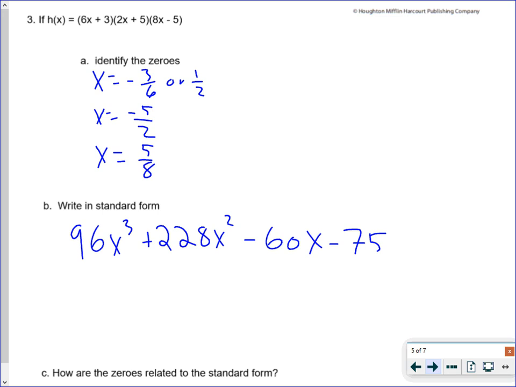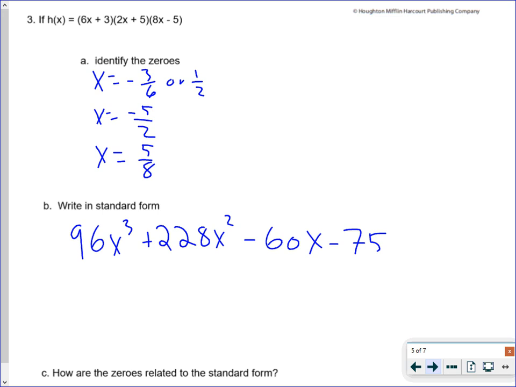And when you write this all in standard form, I know this was pretty ugly to do too, but you should have gotten 96x cubed plus 228x squared minus 60x minus 75. And like the previous 2 slides for C, how our zeros relate to the standard form, I don't have it written down here, but our zeros will always equal plus or minus factors of the constant as our numerator divided by factors of the leading coefficient, which is our denominator. And we can see with our zeros here that still holds true.